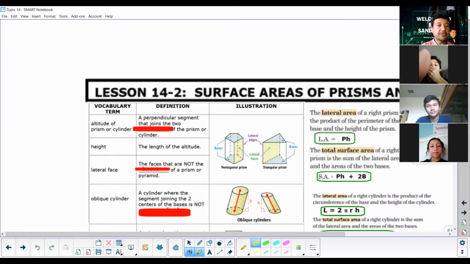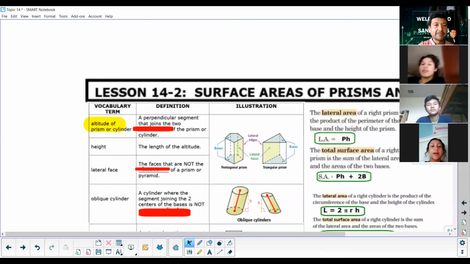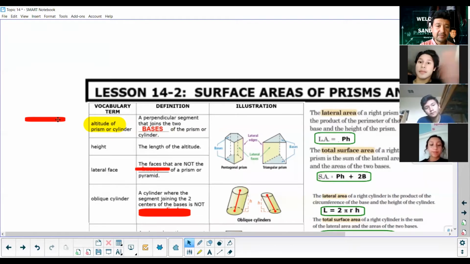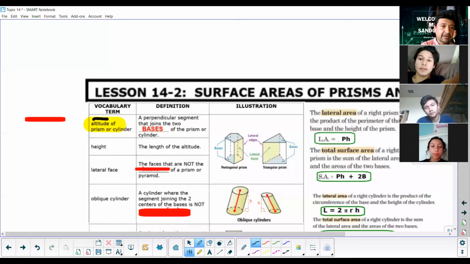Celeste, why don't you go ahead and read this first vocabulary term, the one that says altitude of a prism or cylinder. Altitude of a prism or cylinder: a perpendicular segment that joins the two planes of the prism or cylinder. That's the bases, yeah, the two bases. The reason that's so important is that altitude is this word right here.